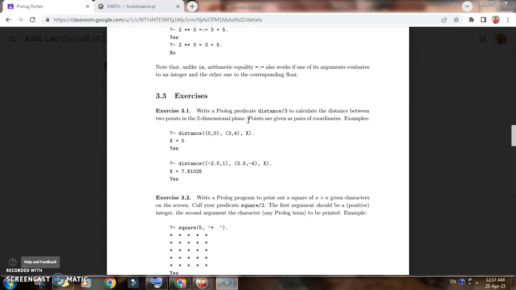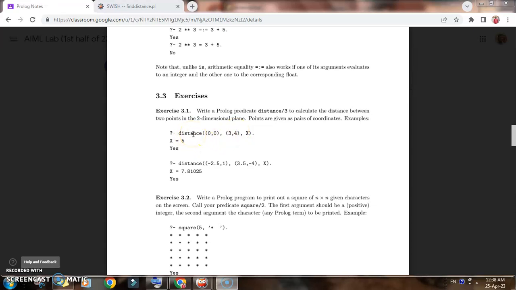Now in this exercise they have told us to write a predicate named distance which will take input from the user, like x1 and y1 and then x2 and y2, and this will be the result. So whatever the distance between these 2 points, that will be copied to this particular X and it will be shown here: X is equal to 5. Okay, so this is what is expected to write this predicate.